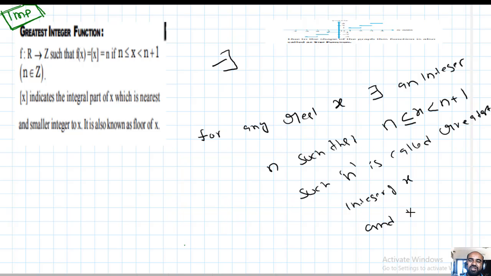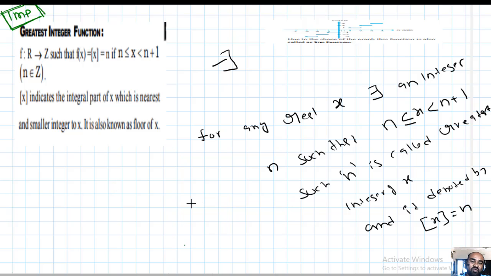And it is denoted by step x equal to n. You can read it as step. Why do you read it as step? I will explain later. Step x equal to n.